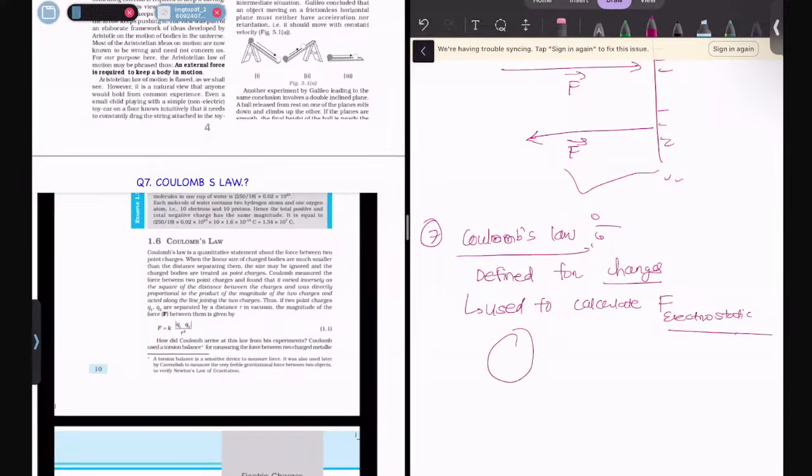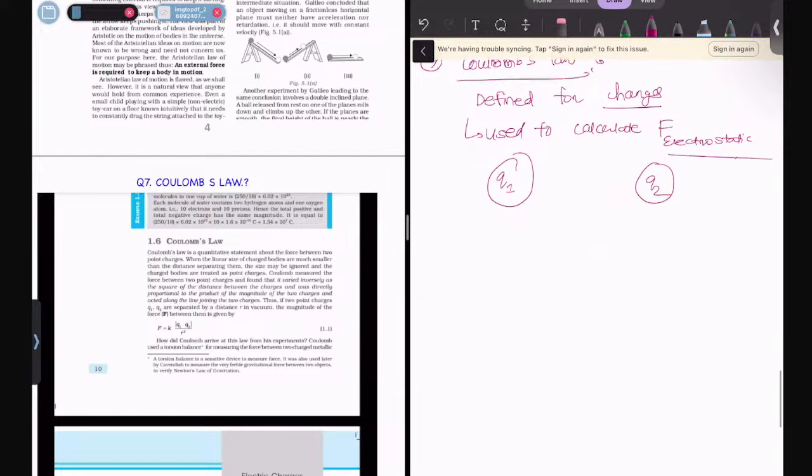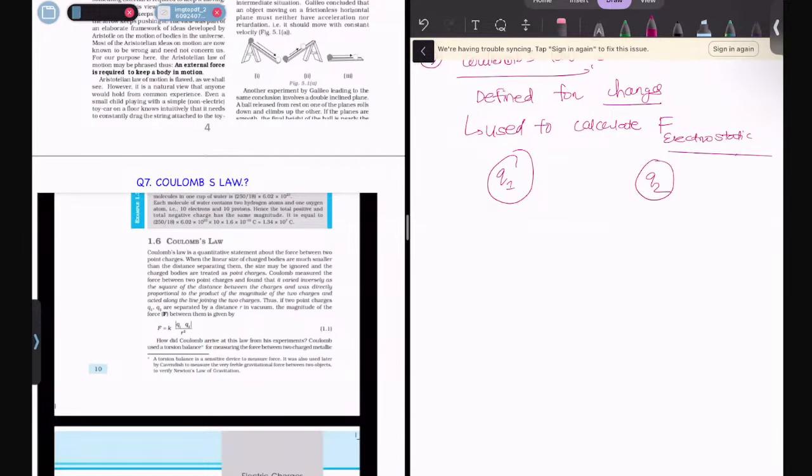Let's see. For example, this is a charge Q1, this is charge Q2. And we need to calculate the force acting between these two, Q1 and Q2. Coulomb told that the force acting between two charges Q1 and Q2 will be directly proportional to Q1 into Q2. He also told that F will be inversely proportional to R square, where R is the distance between these two. The force will be inversely proportional to the square of that distance.